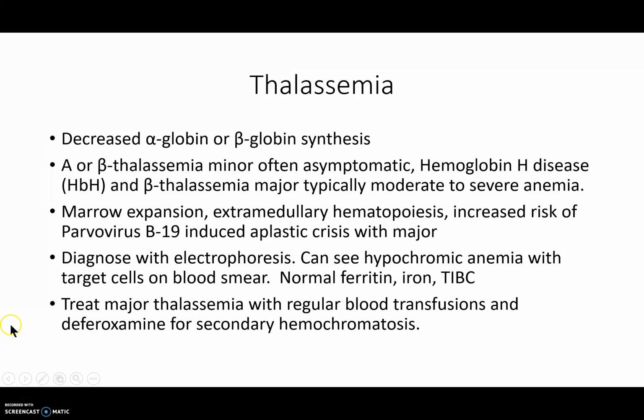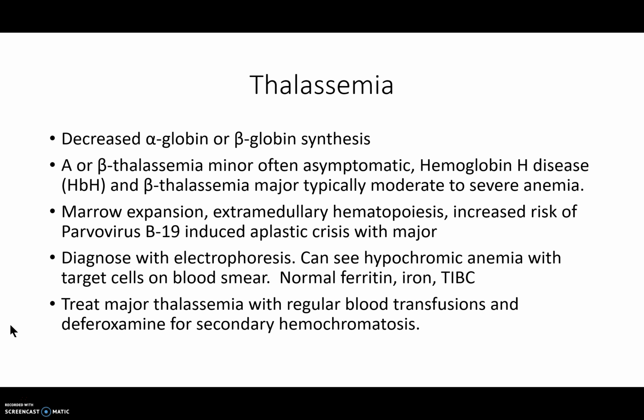The next couple slides are going to be covering some specifics about each of the types of the TICS, of that acronym that you saw previously, and we'll go over those briefly. There's going to be a lot more on these slides. You can pause if you need to and read all the way through it. But the big things I want to talk about for thalassemia is it is a decrease in either alpha or beta globin synthesis. They range in severity from minor, which is asymptomatic, to major, which can be moderate to severe anemia. You might see things like marrow expansion or extramedullary hematopoiesis.